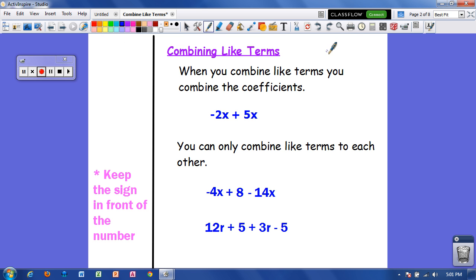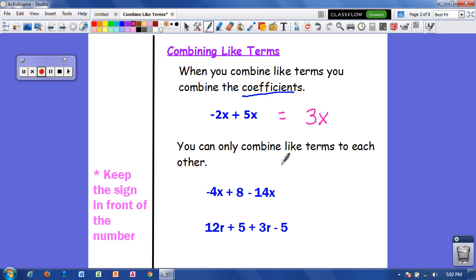So whenever we combine like terms, we combine the coefficients. Remember, the coefficient is just the number that's in front of that letter. So here we have a negative 2x plus 5. So what I want to do is I just want to treat it like normal numbers. Negative 2 plus 5. And if you type that into your calculator, you will see that negative 2 plus 5 equals a positive 3. So that would be a positive 3x. Don't forget to put your variable back behind the number.